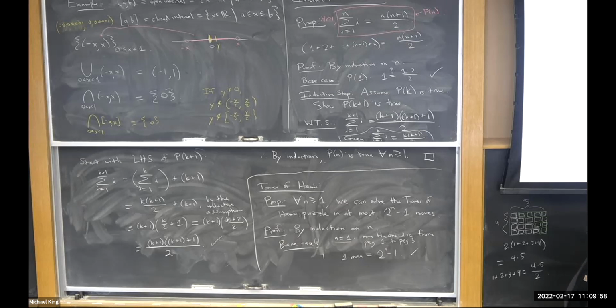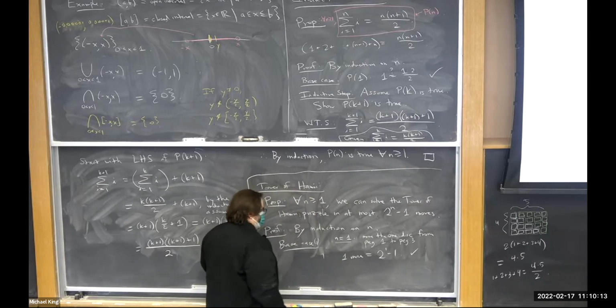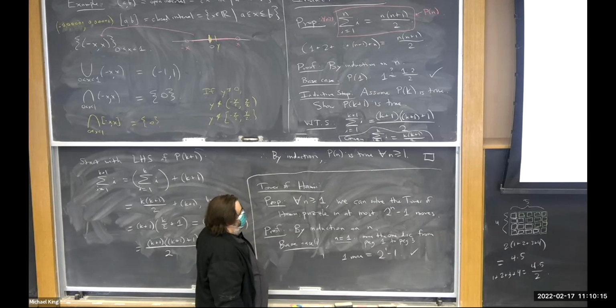For n equals 2, I could write out: move the top disk to peg 2, move the bottom disk to peg 3, move the top disk, which is on peg 2, to peg 3, and that's 3 moves. So you could write all that out if you wanted to. So that's 3 moves. But for the base case, we really just need the 1.